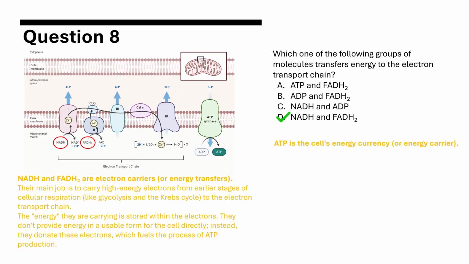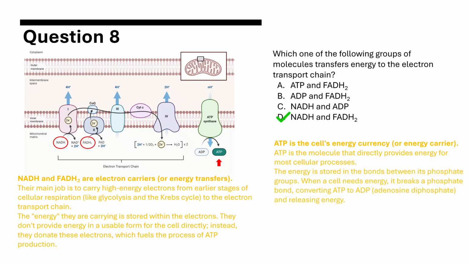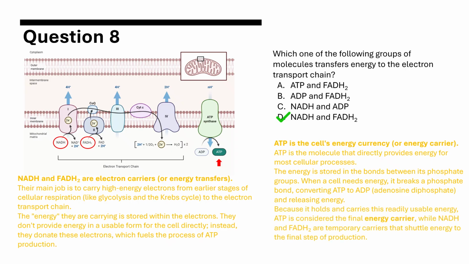ATP is the cell's energy currency, or energy carrier. ATP is the molecule that directly provides energy for most cellular processes. The energy is stored in the bonds between its phosphate groups. When a cell needs energy, it breaks a phosphate bond, converting ATP to ADP, adenosine diphosphate, and releasing energy. Because it holds and carries this readily usable energy, ATP is considered the final energy carrier. At the same time, NADH and FADH are temporary carriers that shuttle energy to the final step of production.